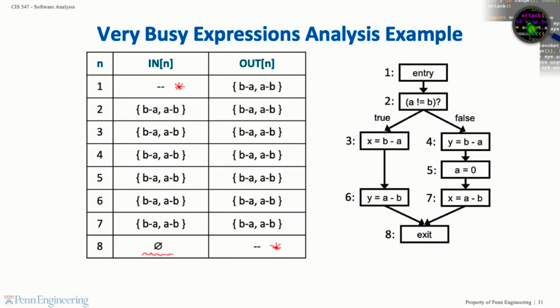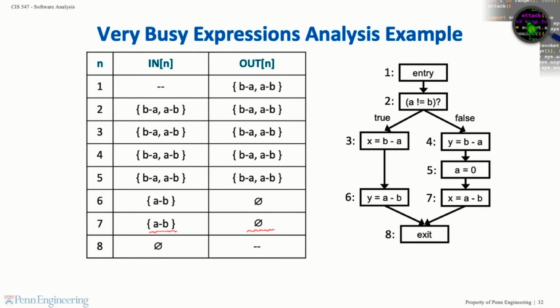Next, the algorithm repeatedly picks each of the remaining nodes and applies the two rules that update their in and out sets. For instance, it updates the out set of node 7 to the empty set, reflecting the fact that no expressions are very busy at this point. Likewise, it updates the in set of node 7 to reflect the fact that expression a minus b is very busy at this point, as it is indeed used immediately thereafter.